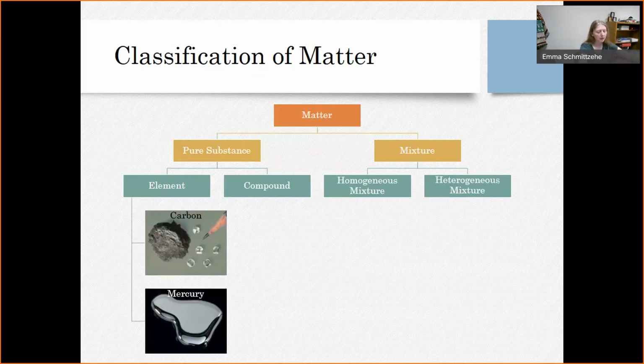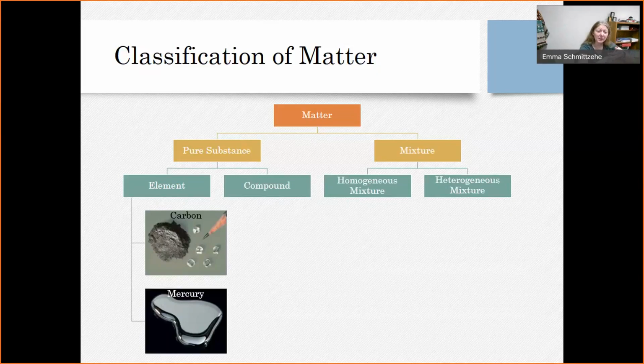So elements can be things like carbon, mercury. Those are things that you see on the periodic table, right? So anything, you could pick anything off the periodic table. All of those things are elements. And when you have samples of those things, all the little pieces that make it up are the same, okay?